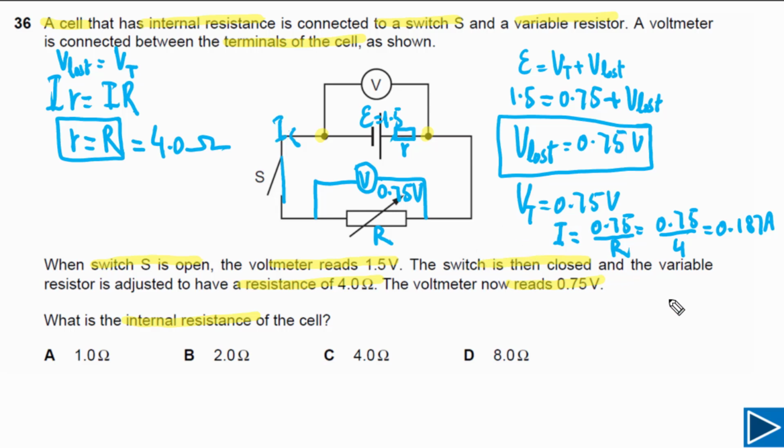Now we need to find the internal resistance. V lost is equal to I times small r. We need to find the internal resistance, so V lost is 0.75, and we divide by I, that is 0.187. So our answer will be 4 ohms. This is another way you can find internal resistance. So the answer for this question is C.